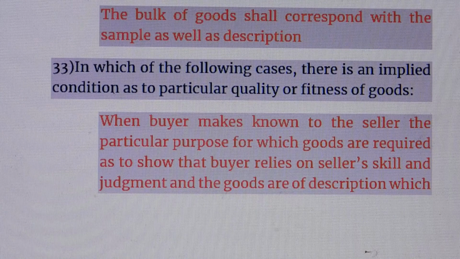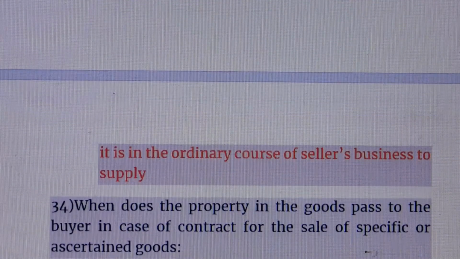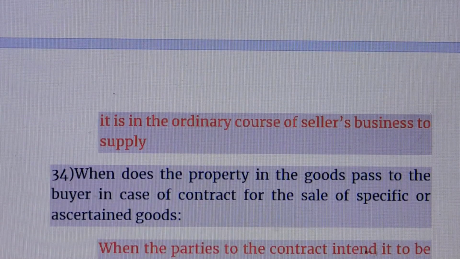Question number 33. In which of the following cases there is an implied condition as to particular quality or fitness of goods? Answer is when buyer makes known to the seller the particular purpose for which goods are required as to show that buyer relies on seller's skill and judgment, and the goods are of description which it is in the ordinary course of seller's business to supply.